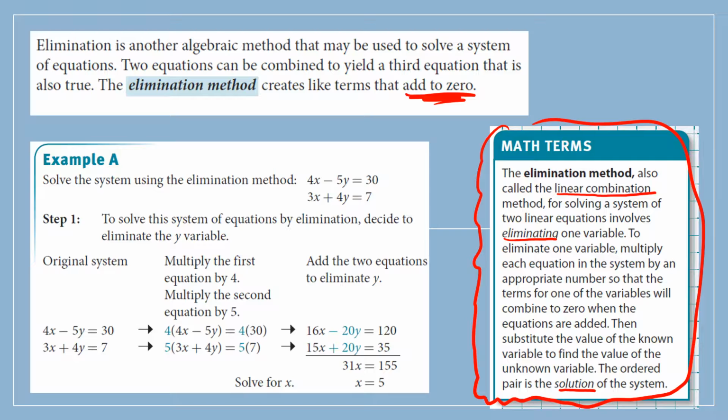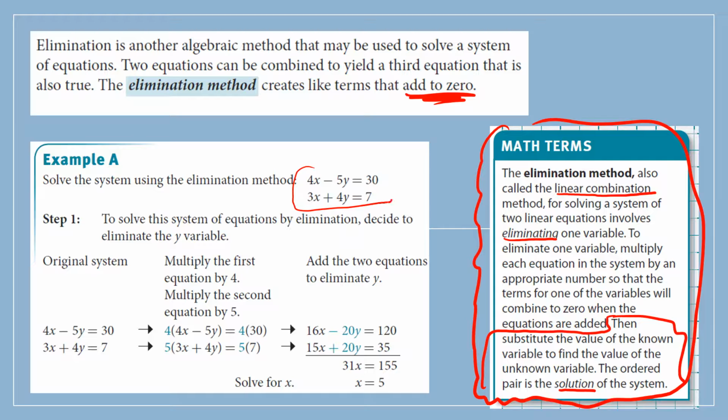So the last part is the same as substitution. From here on, once we find a variable, we're going to plug it back into one of the equations to find the second variable. So the only new thing is the elimination itself. So let's look at this example. Solve the system using the elimination method.